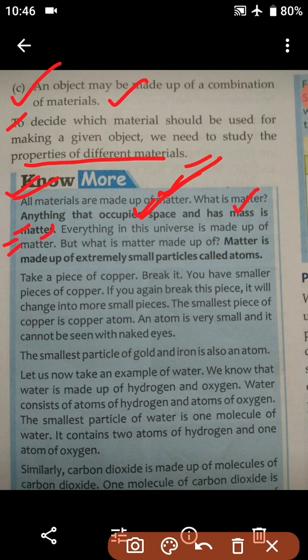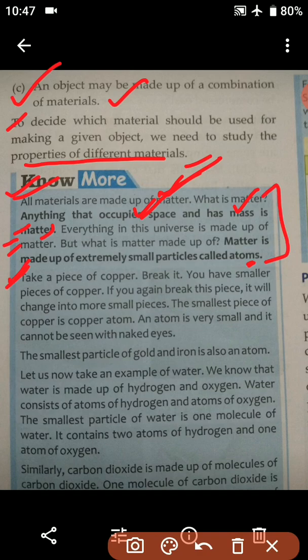But what is matter made up of? Now we are going to understand what matter is made up of. Matter is made up of extremely small particles called atoms. Okay. So students, materials are made up of matter and matter is made up of extremely small particles which are known as atoms. Okay. So for understanding this, let's just go through this one.